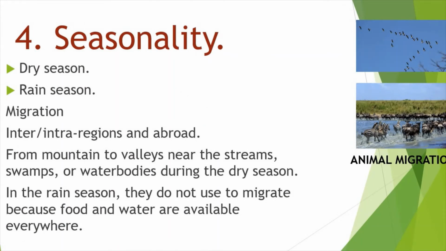Fact number 4, seasonality. Seasonality has two types. Type number one is the dry season. Number two is the rainy season. Why are we discussing this factor?